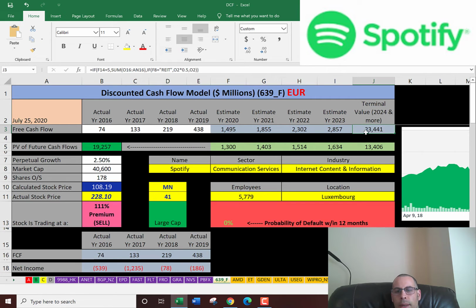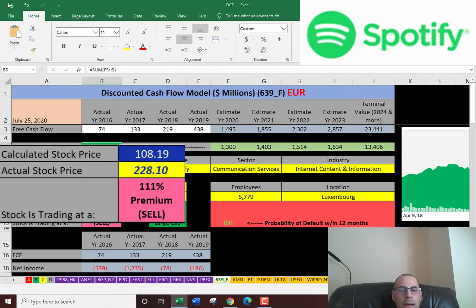That's $23 billion. We discounted those numbers back to today's value, and we get a value for the entire company of $19 billion. We divide that by 178 million shares, and we get an intrinsic stock price of 108. It's trading at 228, so it's trading at a 111% premium. So it's a sell according to the model.